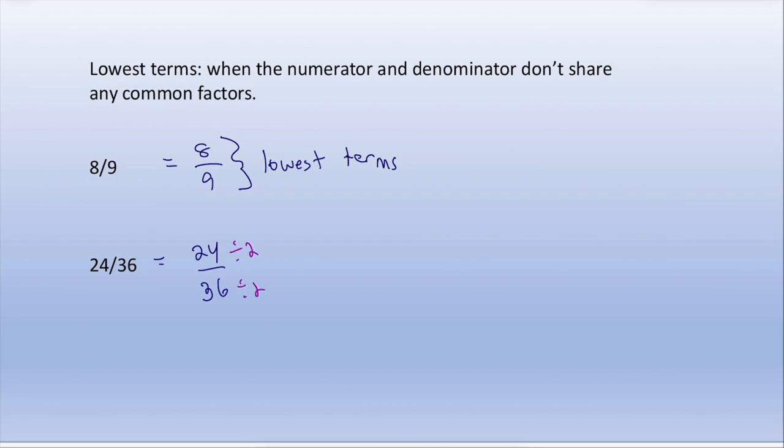And we get 12 over 18. Hey, they're still even. Divide by 2. You get 6 over 9. Now, they're not even anymore, but both of those numbers are divisible by 3, so we can divide by 3. And we get 2/3. Now, that's good. You can do it like that. Just keep breaking down. Is there a prime number that we can divide into those and just keep breaking down?